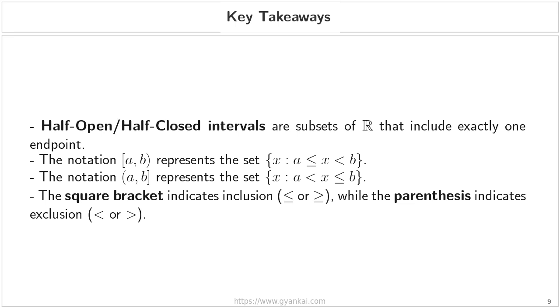Finally, the most important rule to keep in your toolkit. Always remember that a square bracket indicates inclusion, which corresponds to the less than or equal to or greater than or equal to signs. Conversely, a parenthesis indicates exclusion, which corresponds to the strictly less than or strictly greater than signs. All right, we have reached the end of our lesson. Let's quickly recap the key takeaways to make sure everything is clear before we wrap up. If you can master this distinction, you'll avoid the most common mistakes we discussed earlier. Great job today.